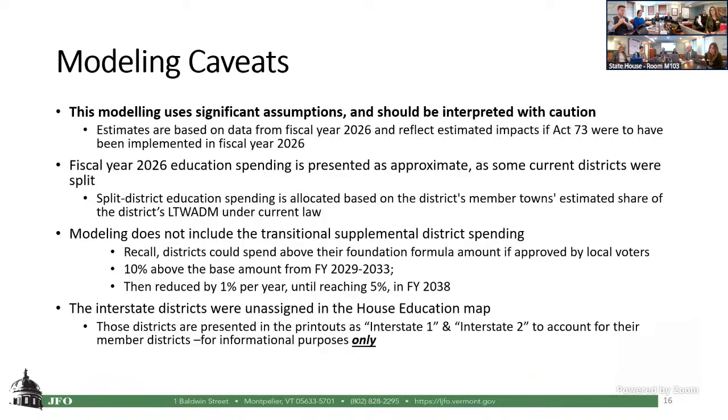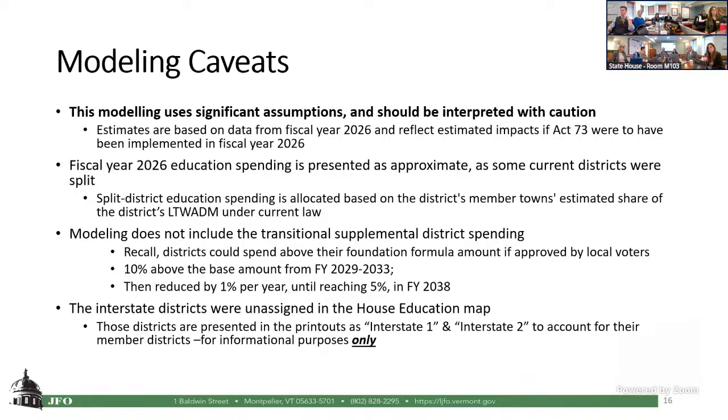Also on your printouts, you'll see that we have fiscal year 2026 education spending as approximate, and that's because in the House map proposal, there are a couple of current law districts which were split between proposed districts. And so to try and assign the dollars of those split districts, we chose to use the estimated share of the long-term weighted ADM of those current districts and then assigned it to the town. So I think Montpelier Roxbury is one of the districts that split.